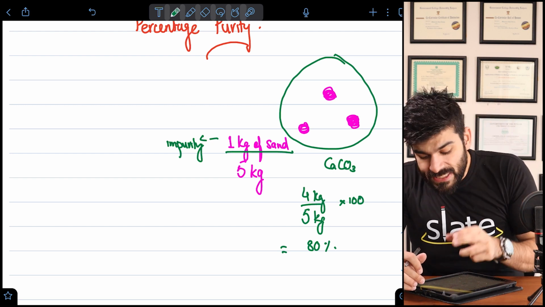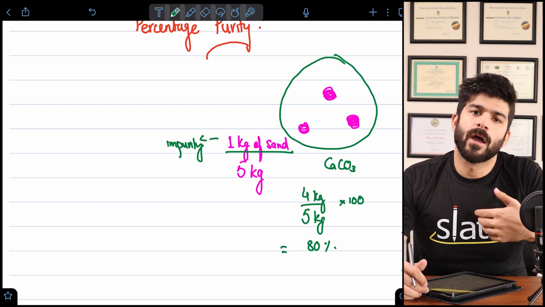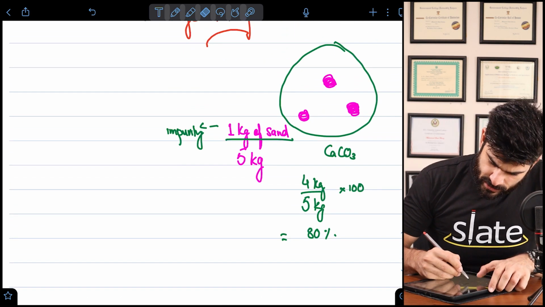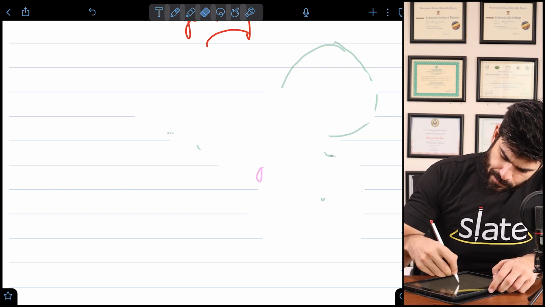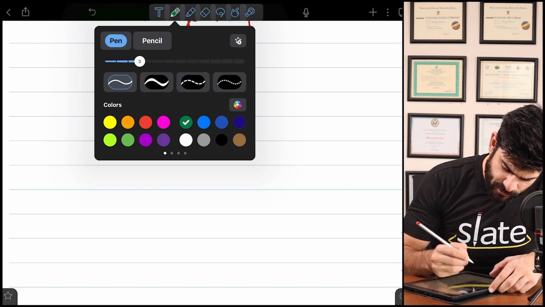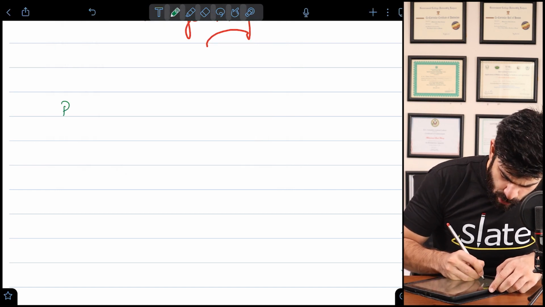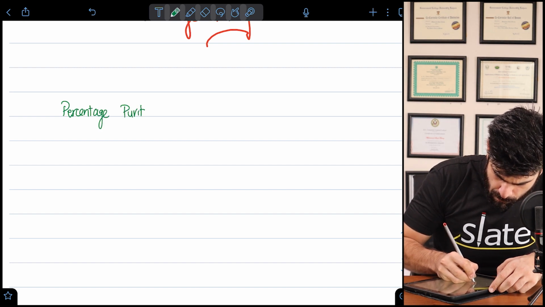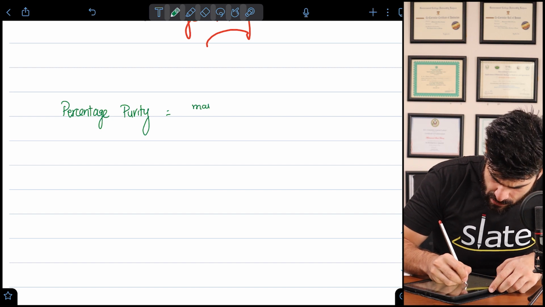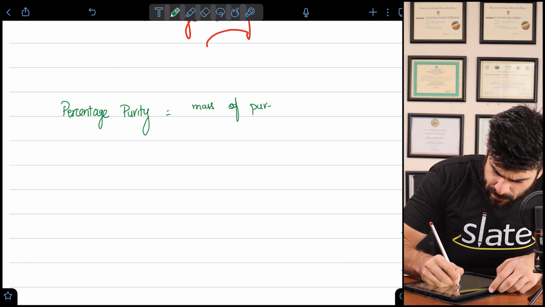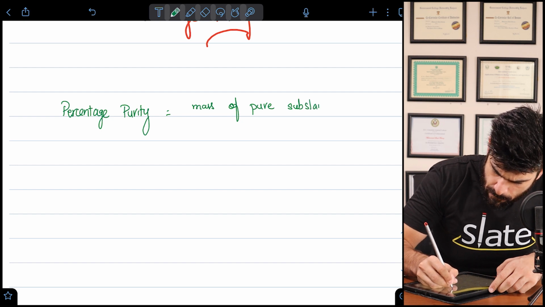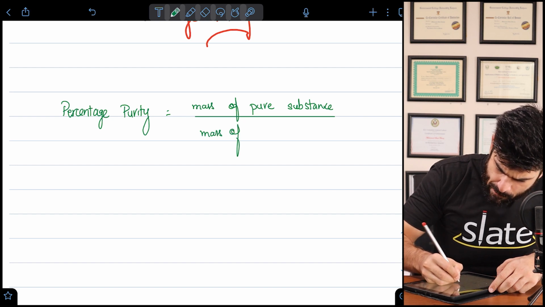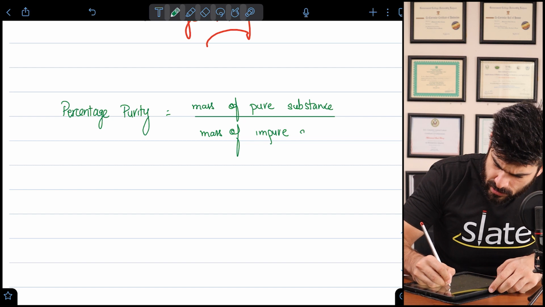Now, very similar calculations with a very similar formula apply in the concept of moles. It's a very simple formula. We will be talking about the tips and tricks regarding this formula. So whenever you have to talk about percentage purity, that is mass of pure substance divided by mass of impure substance.